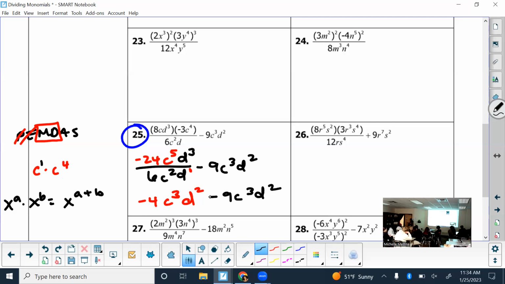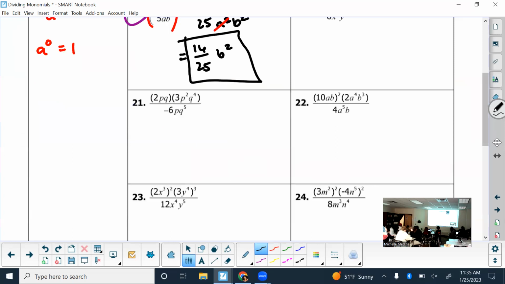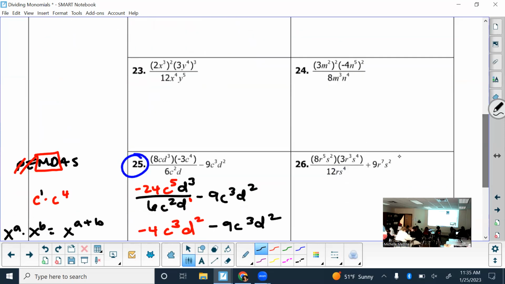Questions so far? All right, then the only operation left is to subtract. Can I subtract these? Are they like terms? Yeah, they're both c cubed d squared. So yeah, I can subtract them, but you're only combining the coefficients. So then what is negative 4 minus 9? Negative 13. Feel free to put it in the calculator. I know integers are hard for some of you.